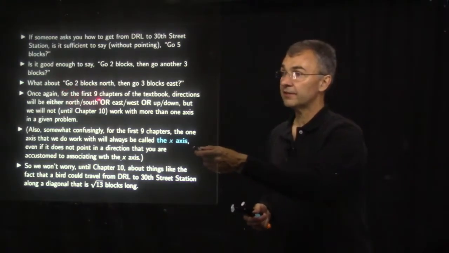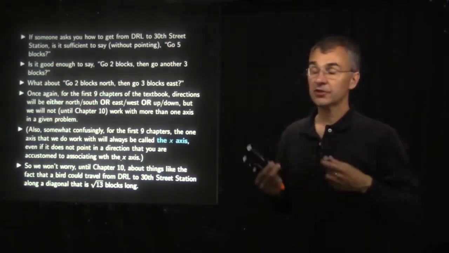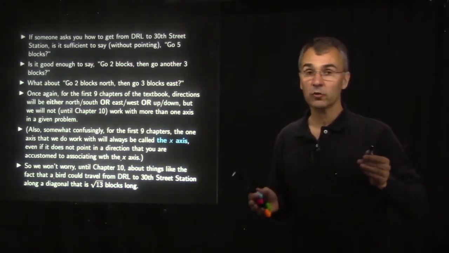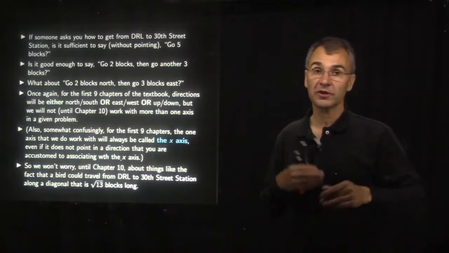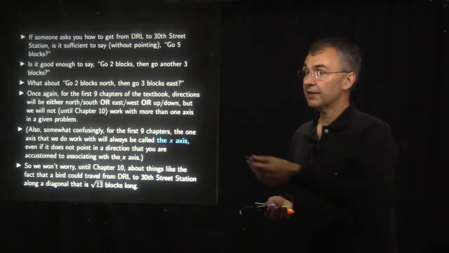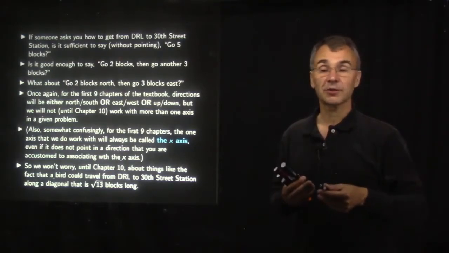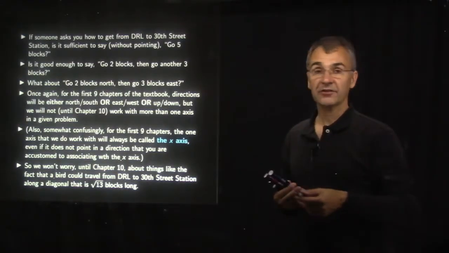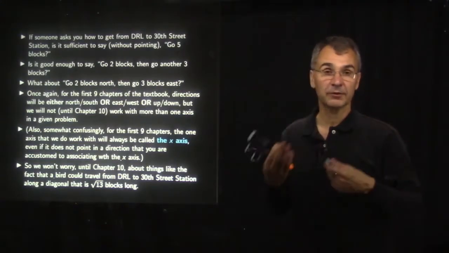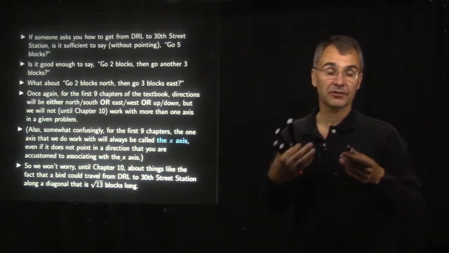So once again, in the first 9 chapters of the book, the directions in any given problem will be entirely north-south, or entirely east-west, or entirely up-down, or entirely forward-backward. There's going to be just one direction in the problem, just one axis to work with. You might go forward or backward, but it will always be along one axis. And finally, we'll get to chapter 10, where we'll start generalizing to a plane.